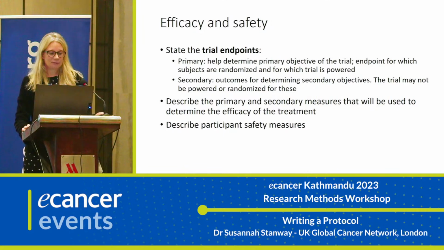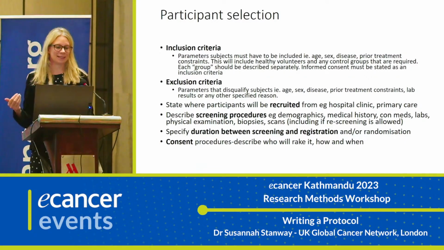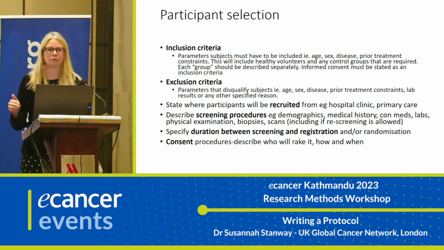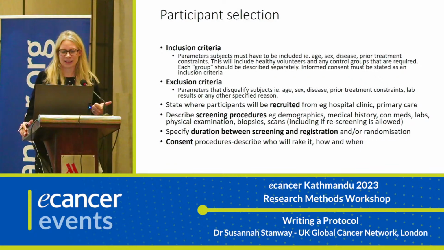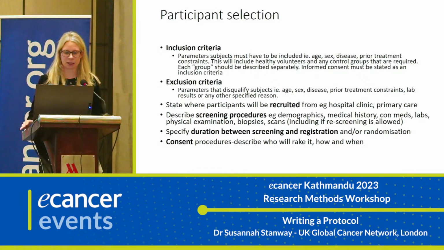And you need to describe the primary and secondary measures that will be used to determine the efficacy of the treatment, and describe participant safety measures that you're going to incorporate into your trial. Then the next section of the protocol should be about participant selection. So you need to write down your inclusion criteria and exclusion criteria. And the exclusion criteria aren't simply a corollary of the inclusion criteria. So for inclusion, we need to include things like what disease you are studying, the gender of the person, prior treatment constraints, etc. Exclusion criteria might be previous treatments that they've had that might exclude them, lab constraints, or any other reasons that are pertinent to the study.